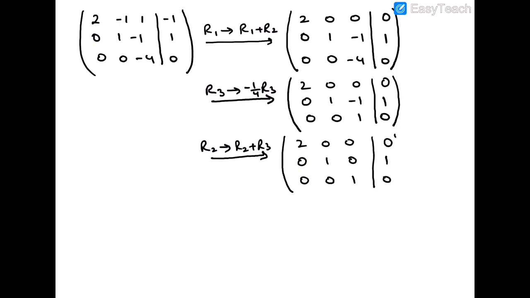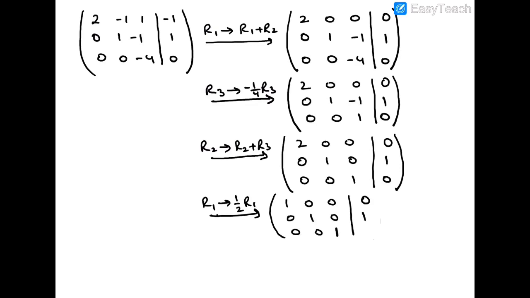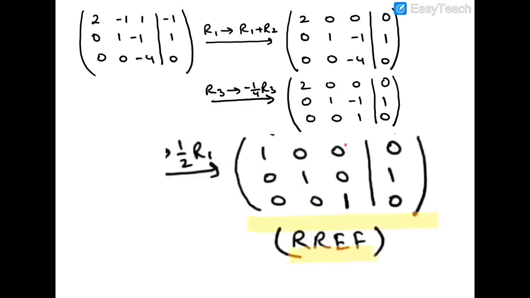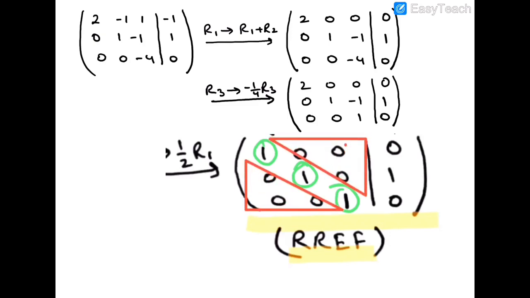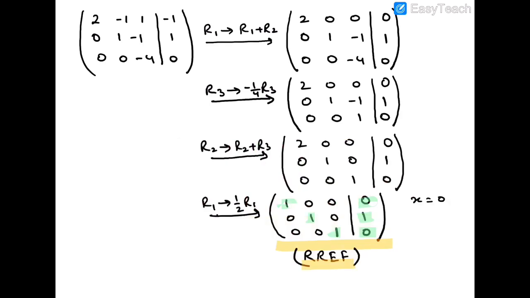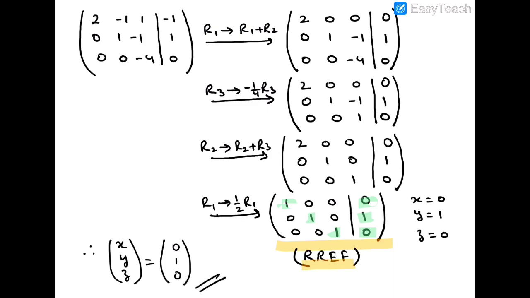Now R1 can be scaled as 1 by 2 R1, and we will get 1, 0, 0, 0; 0, 1, 0, 1; 0, 0, 1, 0. And this is in RREF form, where all leading entries are 1 and all other entries are zeros. We can clearly see that it has a unique solution, that is x equals 0, y equals 1, and z equals 0. So x, y, z equals 0, 1, 0.